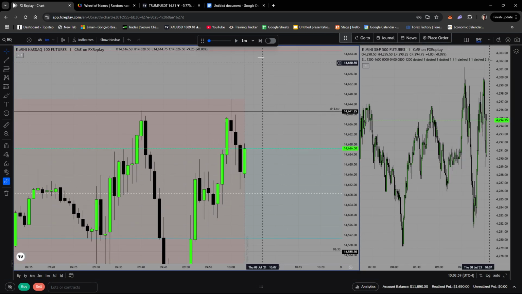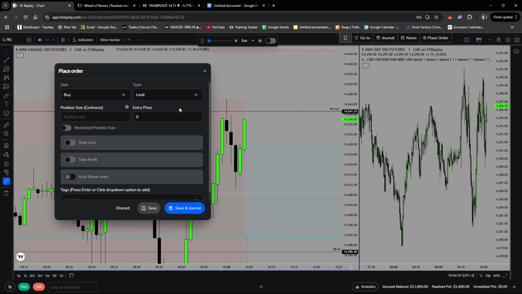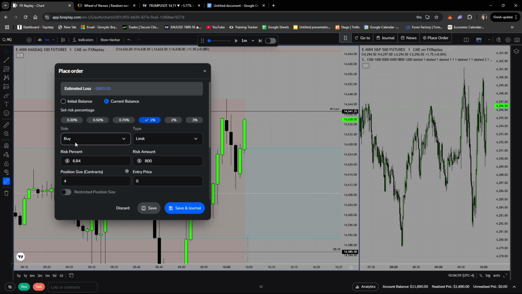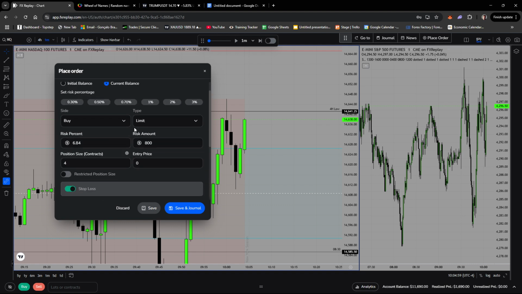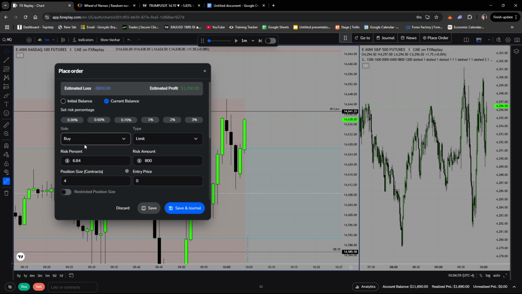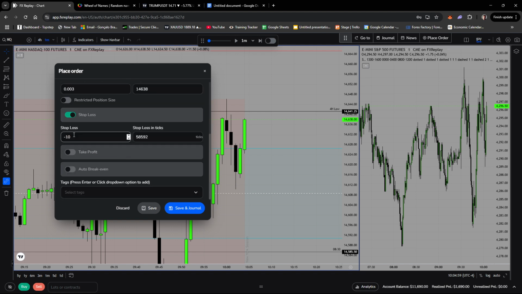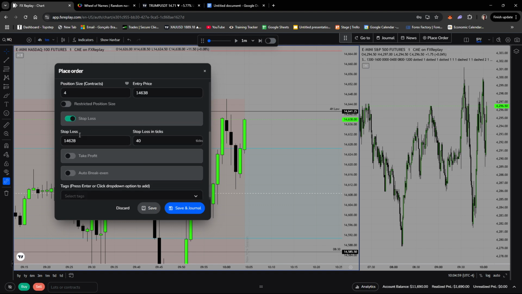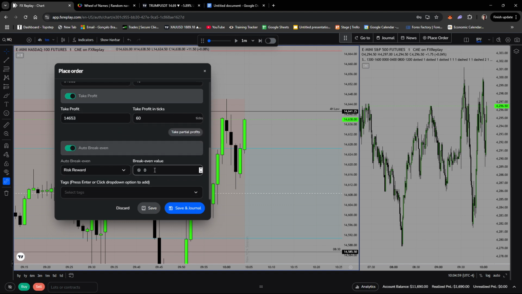So I'm not going to scam any of you. It's real results. So let's place an order. It's going to be a little bit difficult to place this, but okay. Stop loss, 40 TP. Market. Stop loss, take profit, or break even.